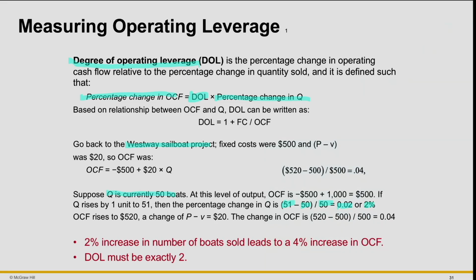Now, what's our change in the operating cash flow? Well, the change in the operating cash flow is it goes from 500 to 520. That's that contribution there. And so the 520 minus 500 divided by 500 gives us a 4% or 0.04 change in operating cash flow. So 0.04 divided by 0.02 gives us a degree of operating leverage equal to 2. In other words, for every 1% change in quantity, we get a 2% change in operating cash flows.